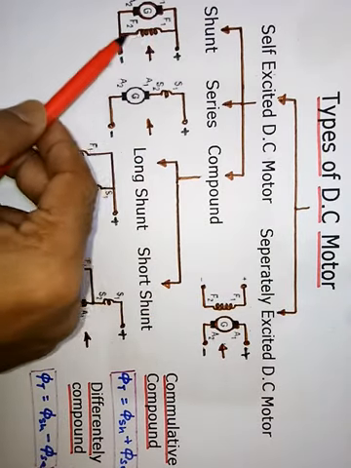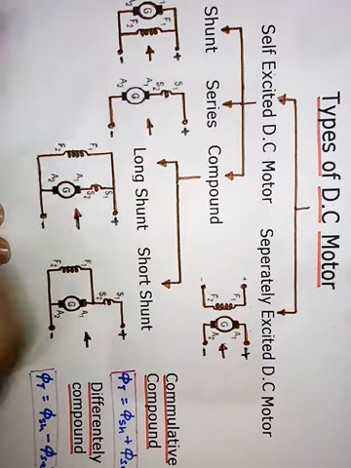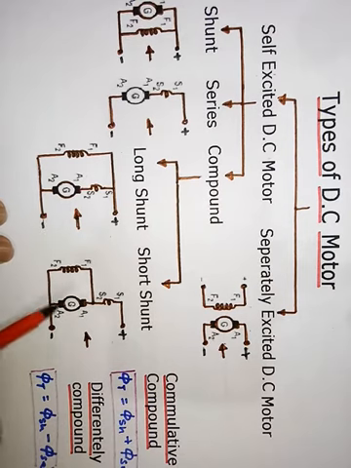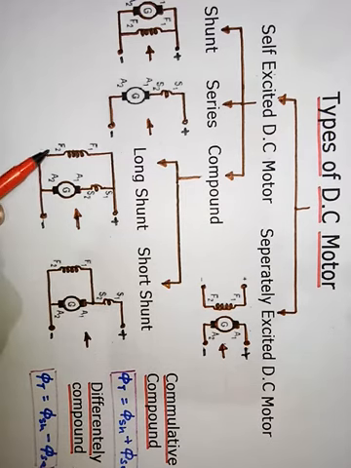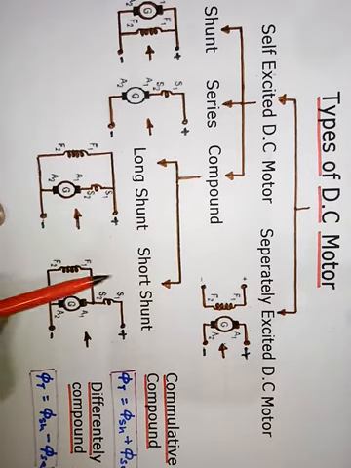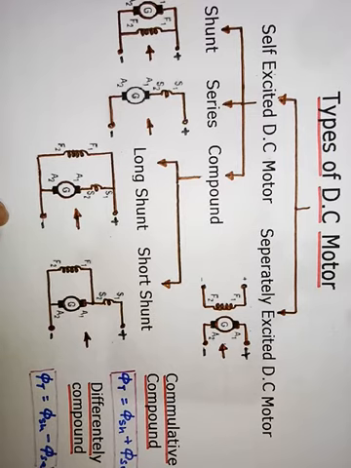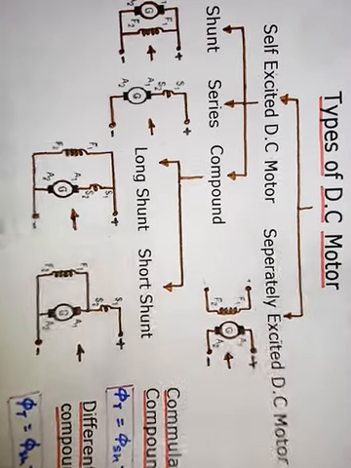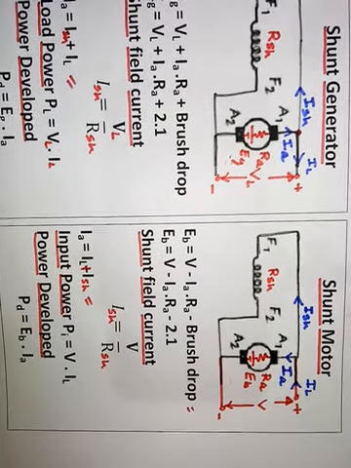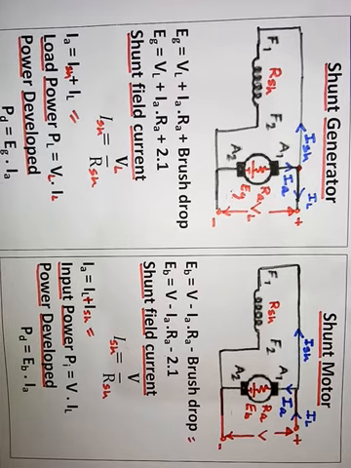If the field winding is connected in parallel with the armature circuit, this is a shunt. If the field winding is connected in series, this is a series. Compound: there are two field windings connected in different natures. That is a long shunt and short shunt. This type of connection is generally known as a long shunt, and this type of connection is generally known as a short shunt. You know very well cumulative compounded and differentially compounded. Clear? Now we want to discuss in detail the shunt generator and shunt motor.